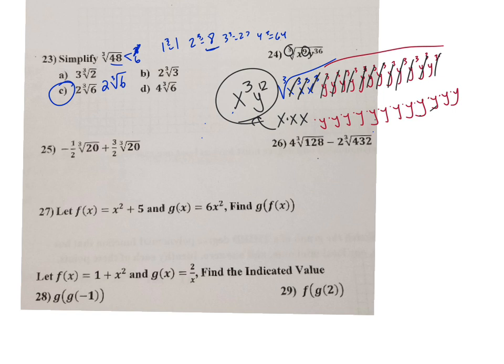25. These are exactly the same. So that means I get to add those numbers up front. Negative 1/2 plus 3/2 is 2 over 2. So the best answer is just the cube root of 20, or just 1 cube root of 20.